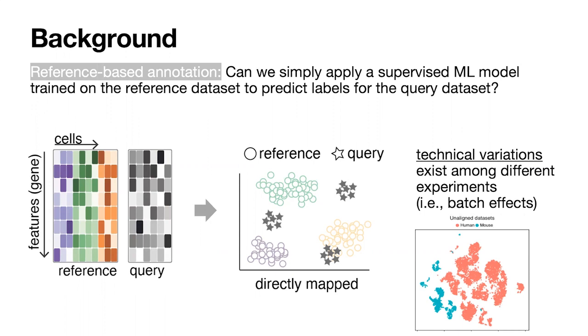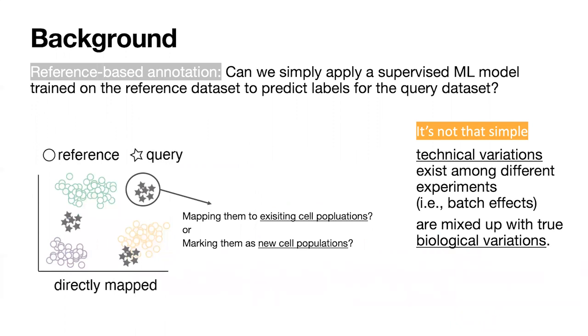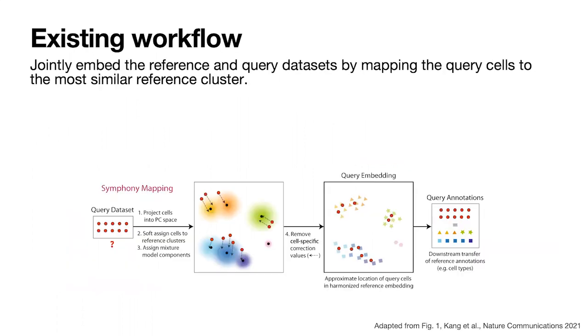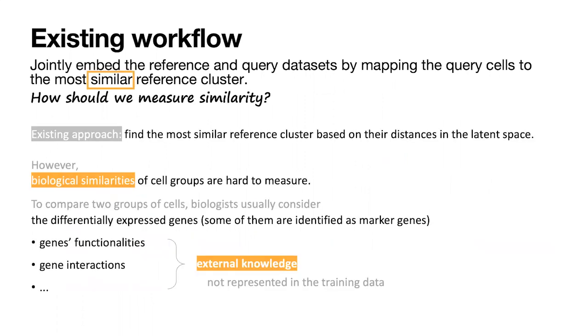Unfortunately, the technical variation that exists between sequencing experiments complicates things. We want to remove this technical variation, but it's entangled with the biological variation that we want to preserve. There are several existing workflows for reference-based annotation. A common approach is to create a joint embedding of the reference and query datasets and then map the query cells onto the most similar reference cluster.